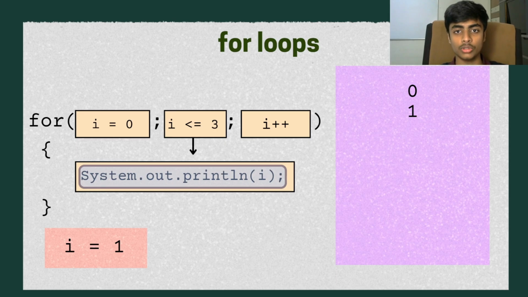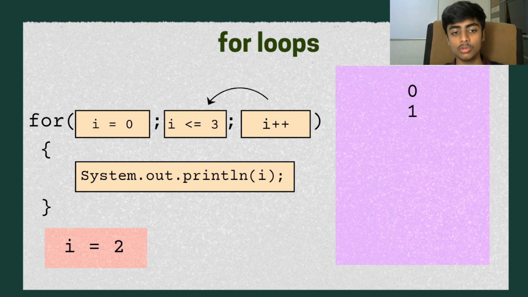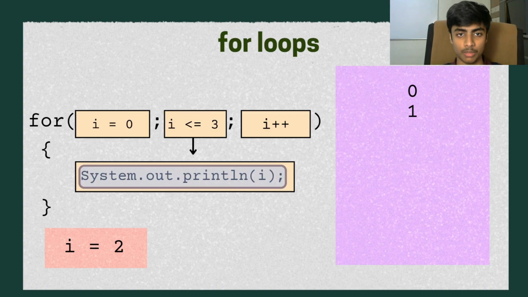Then we'll again move to the update. The update is again going to increase I. Now it's going to increase I to 2. We're going to go back to the condition. The condition is checking if I is less than or equal to 3. But now since I is 2, we're checking if 2 is less than or equal to 3. This condition is true again. 2 is less than 3. So we're again going to move on to the body of the loop. We're going to go to the println statement. The println statement is going to print the number 2 since the value of I is now 2.